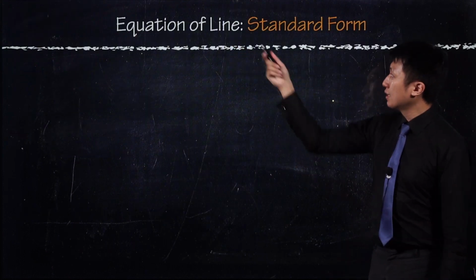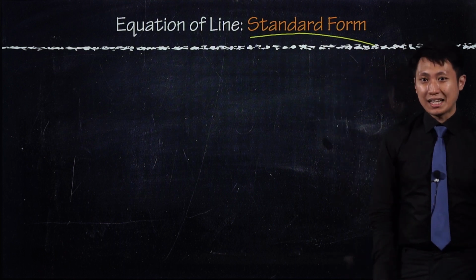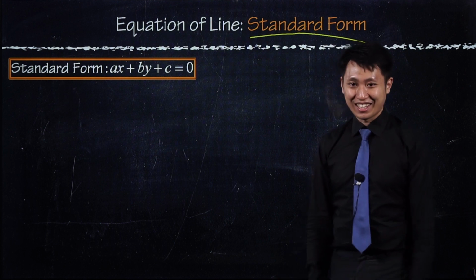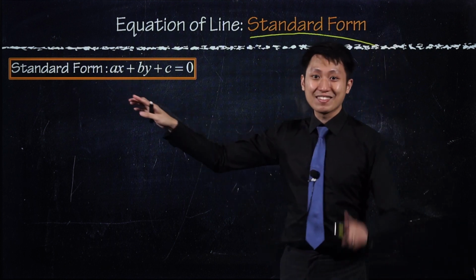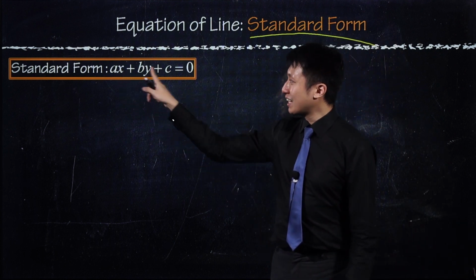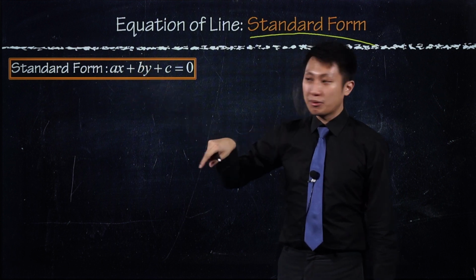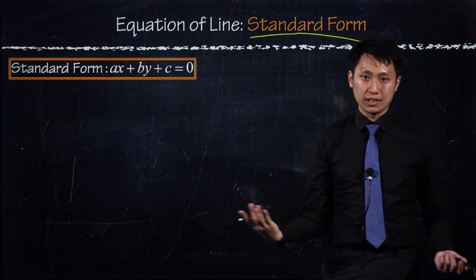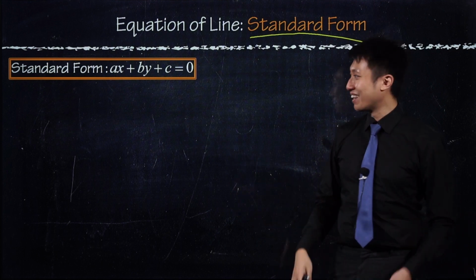Equation of line, standard form. Standard now, okay, standardized. But it's not really standard. I'm just letting you know now. Standard form is either ax plus by plus c equals 0, or ax plus by equals c. So that's not very standard though.